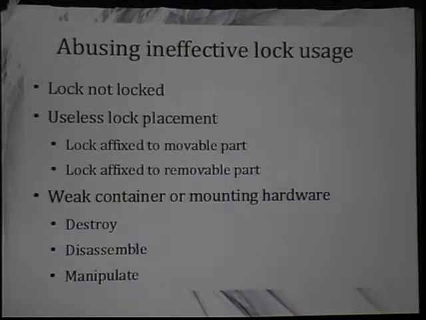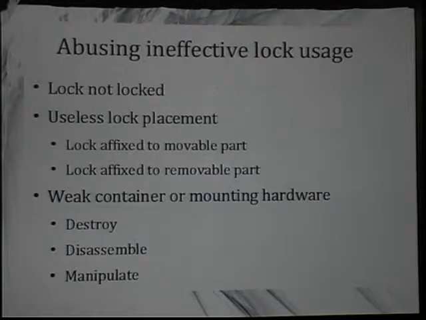Useless lock placement. We're going to see some examples of this in just a moment. But if you put a lock onto a part that moves, and you can get around this, maybe the assets that you're trying to protect aren't really quite so protected. Or if there's a removable part, even better. Again, we're going to see examples of this.